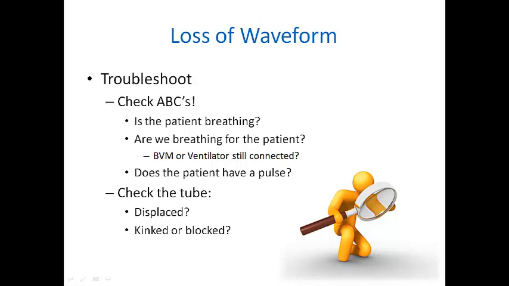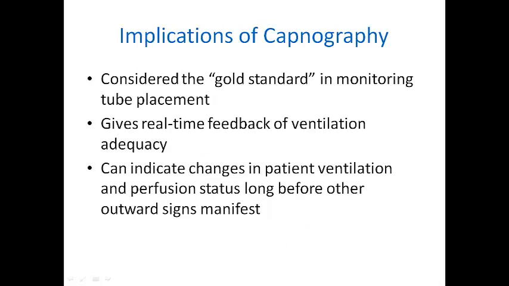Does the patient have a pulse, which would indicate cardiac arrest? And also checking the tube. Was it displaced? Do we have a kink or a block within the airway circuit? Or did our end-tidal CO2 measuring device fall off? Capnography is considered a gold standard in monitoring tube placement initially and also in measuring the maintenance over time. It can give us real-time feedback of ventilation adequacy, whether we're using a BVM, our patient's ventilating on their own, or we have a ventilator attached.